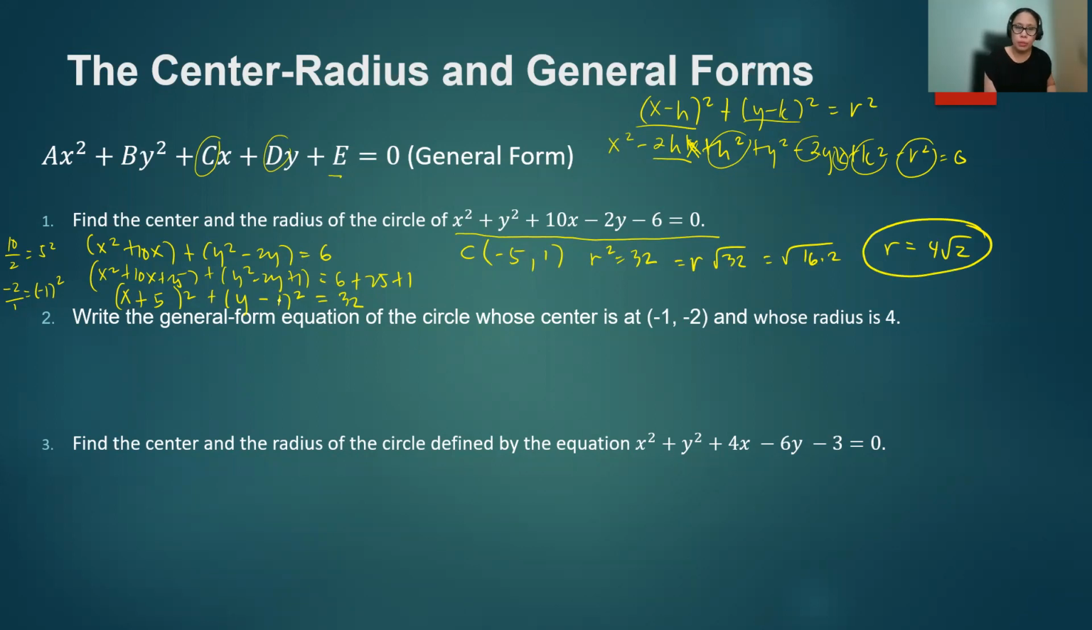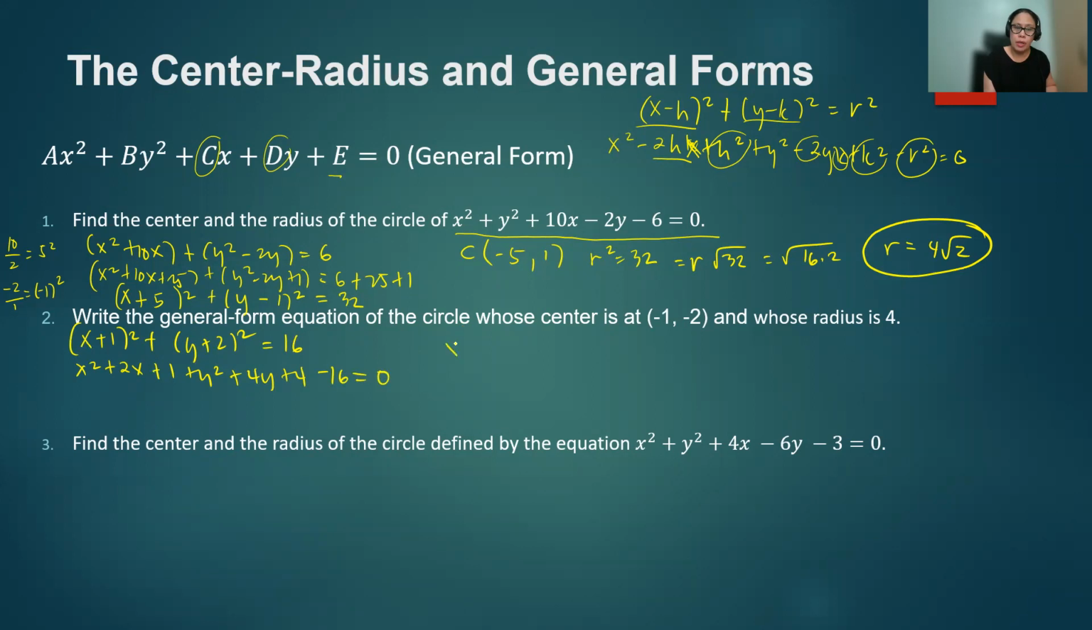For number 2, we have this one, and we have to write this first into its center radius form. So we have x plus 1 quantity squared plus y plus 2 quantity squared equals 4 squared, and that's 16. And then expand the binomial. By square of binomial, we have x squared plus 2x plus 1, and then y squared plus 4y plus 4. And then transpose negative 16 to the other side. So we have 16.